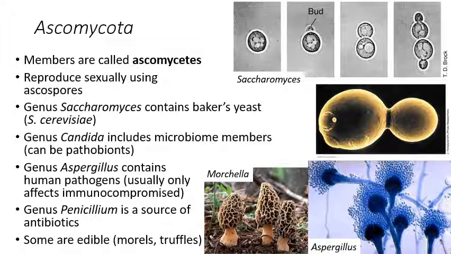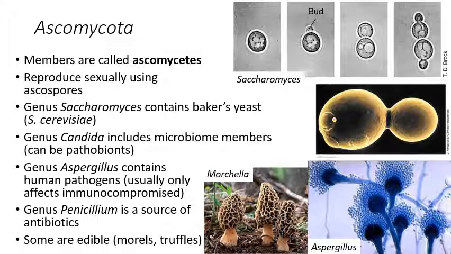Then you have the genus Penicillium, which is actually where we got penicillin from. So it was a fungus in the genus Penicillium that was the source of the first antibiotic. And of course, penicillin is not as useful as it used to be. Since it was the first antibiotic, now there's a lot of different bacteria that are resistant to penicillin. But it is useful sometimes still.